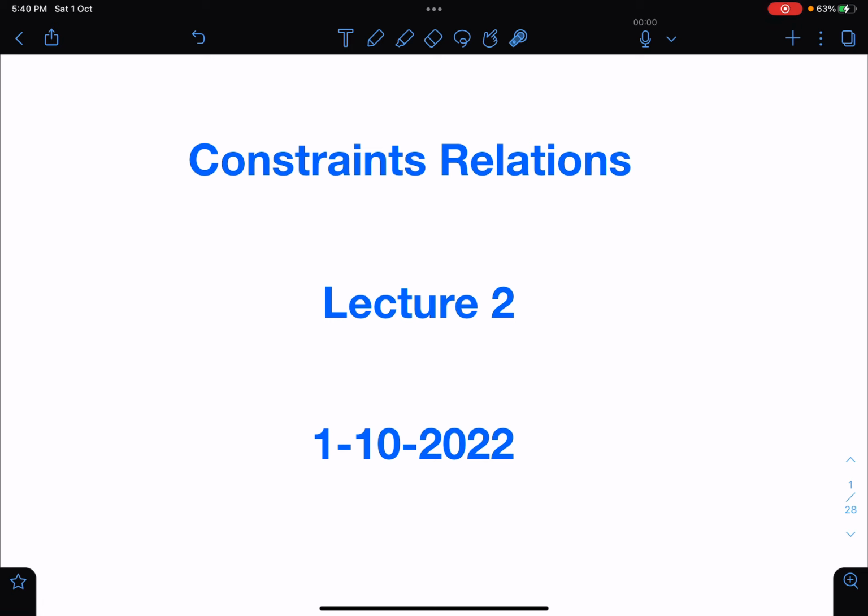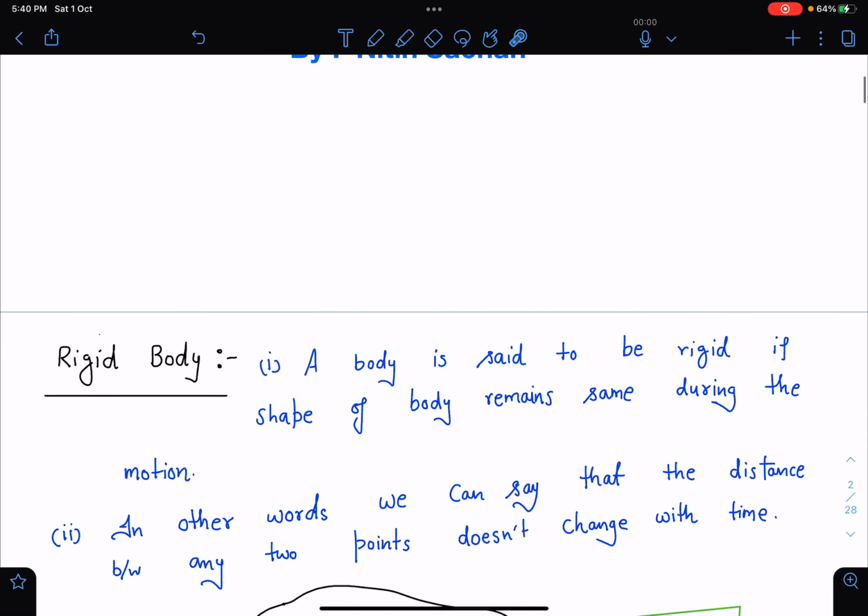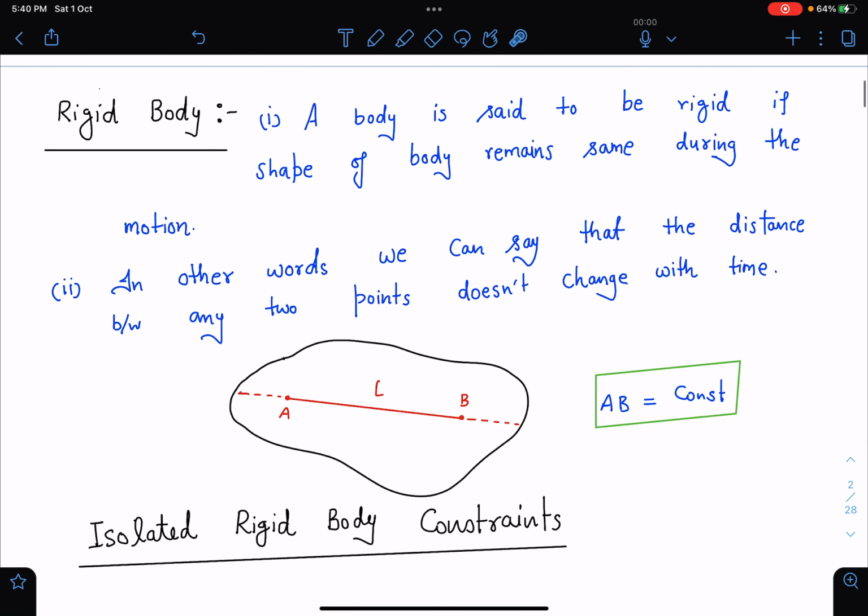In the last class we discussed T.V applications, and today we are going to discuss rigid body constraint relations. First, let's define the rigid body. A rigid body is said to be rigid if the shape of the body remains the same during the motion. That means the shape of the body is not going to change.